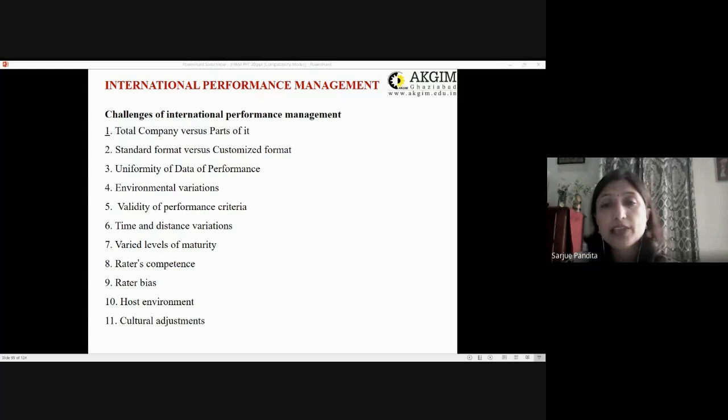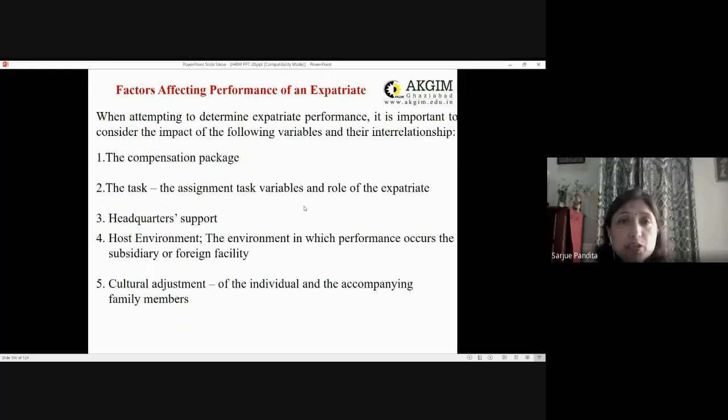So the analysis of challenges of performance appraisal of expatriates reveals that it is very critical to measure expatriate performance, whether you are working in a host country or a parent country, because they will encounter two different situations. So these were some of the challenges for international performance management. Then we have, quickly, the factors that might affect the performance of an expatriate.